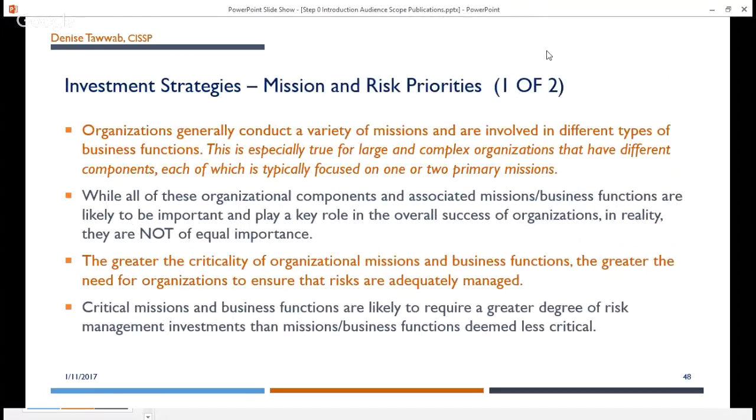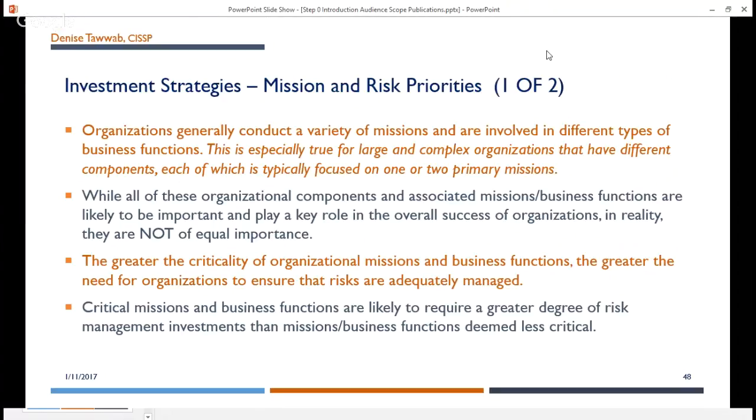All right, mission and risk priorities when you're looking at investment strategies. Organizations generally conduct a number of missions and are involved in different types of business functions. And this is certainly true for large, complex organizations, huge federal organizations, big businesses that have different components. While all of these components and associated missions and business functions are likely to be important and play a key role in the overall success of the organization, in reality, they're not all equally important. They're just not.